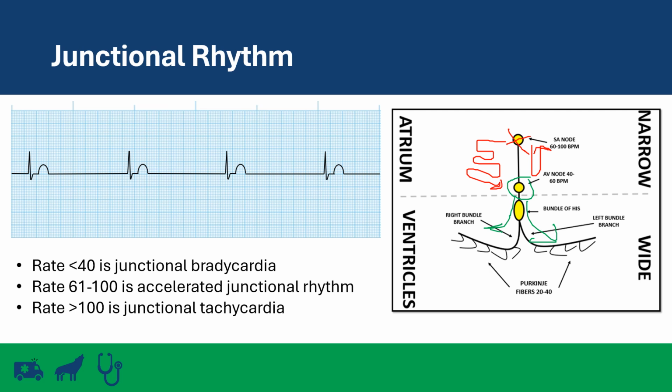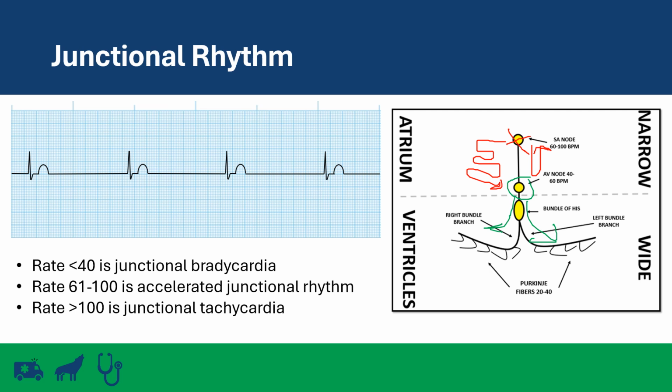Okay, notice our QRS is narrow, and this is because that impulse originates from above the ventricles. Remember that the conduction system is much more efficient in the atrium, so that leads to a narrow QRS complex. If the impulse originated from the ventricles, that wiring is much less efficient, and we would have a wide QRS. But in this case, we have a junctional rhythm that has a rate of 40. We don't have any P waves because the SA node's not the primary pacemaker, and we have a narrow QRS because the impulse is coming from above the ventricles.